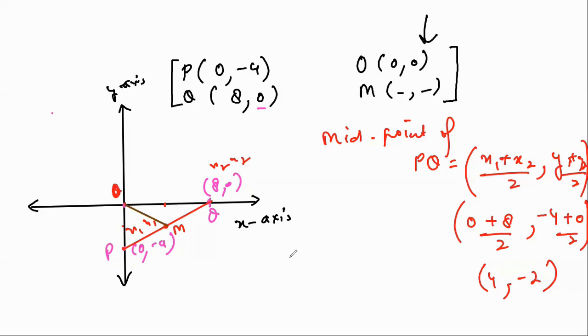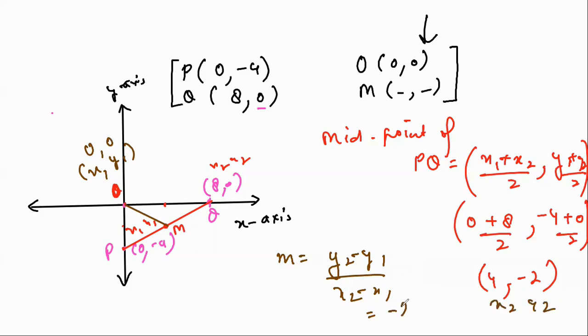Now we know the formula for the slope. Slope is represented by m, which equals y2 minus y1 over x2 minus x1. Because the line of which we have to find the slope is passing through O and M, let's take the coordinates of O as x1, y1 and M as x2, y2. So O is 0 comma 0 and M is 4 comma minus 2. So x1 is 0 and y1 is also 0. Let's put in the values: y2 is minus 2 and y1 is 0, then x2 is 4 and x1 is 0.